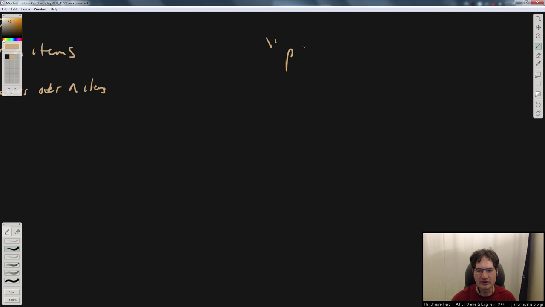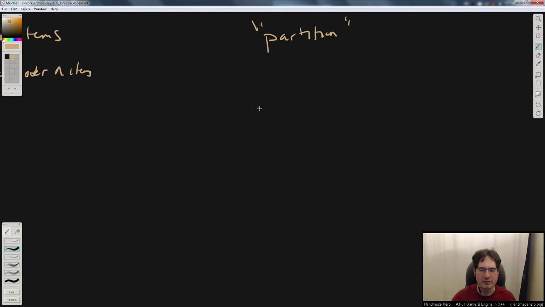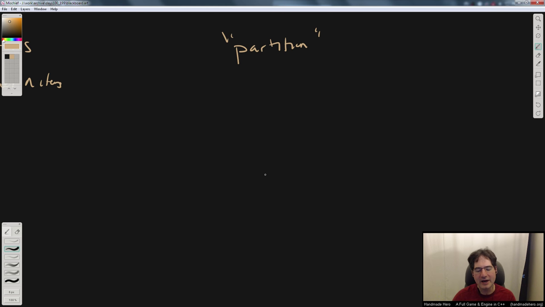Wow, my handwriting just gets worse and worse. It does what's called a partition. I blame the tablets. I feel like if I was actually writing on a chalkboard or something, it'd be fine. Anyway, it does a partition pass to basically break up things into groups based on how they relate to one particular value in the set of things.